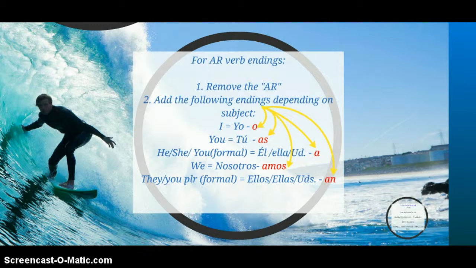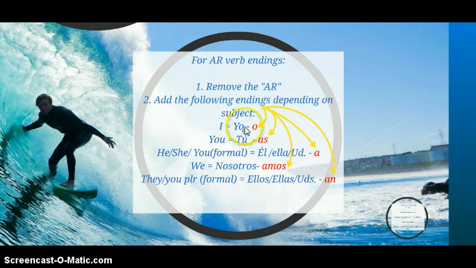So, for AR verb endings, there are two steps. First, we remove the AR ending from the infinitive. Then we choose the correct subject and we add the following endings depending on which subject you choose.